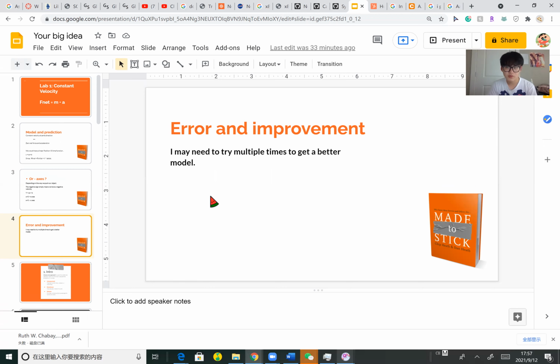I can try multiple times to get a better model, because I only tried once. I asked my roommate to push the ball once, and I recorded one video. But if I have multiple samples, I can reach a better conclusion. I think my experiment and prediction are consistent.